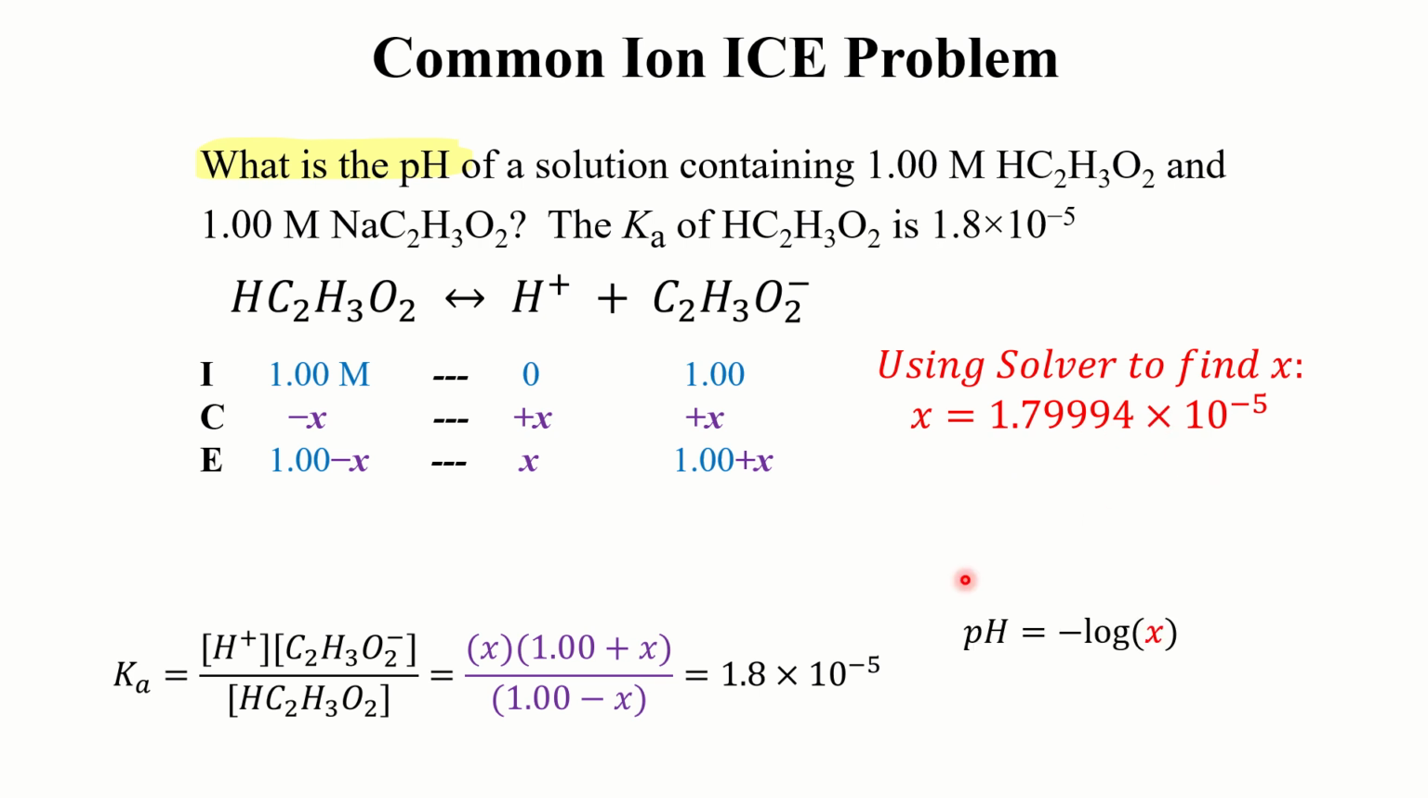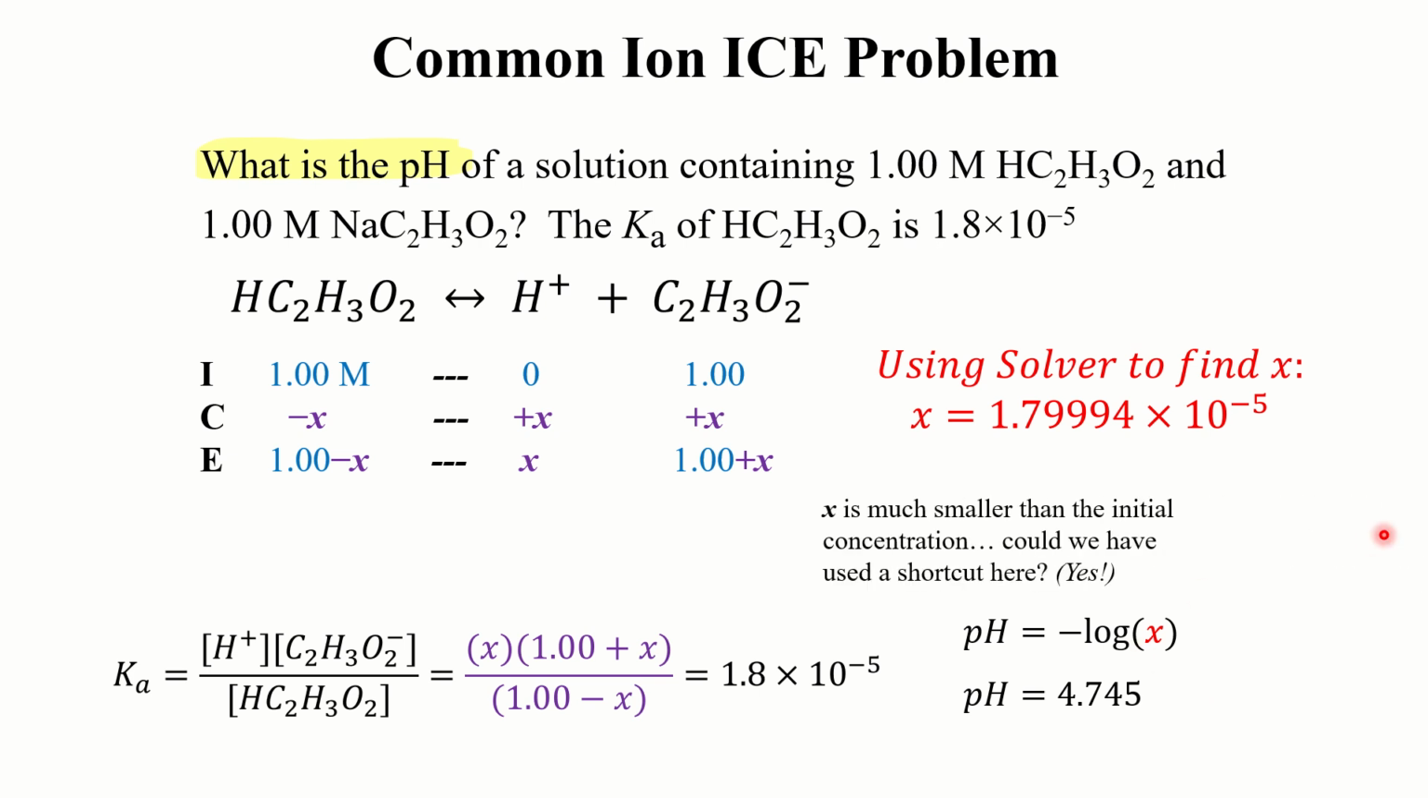Now we can find the pH. So remember that the pH is equal to the negative log of H plus. And here, the equilibrium concentration of H plus is just X, so the pH is the negative log of X. When you plug this value in, you should get a pH of around 4.745.